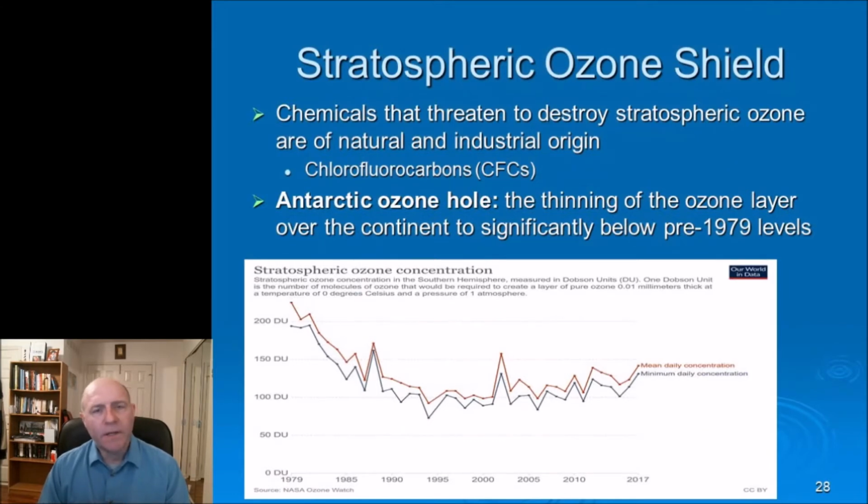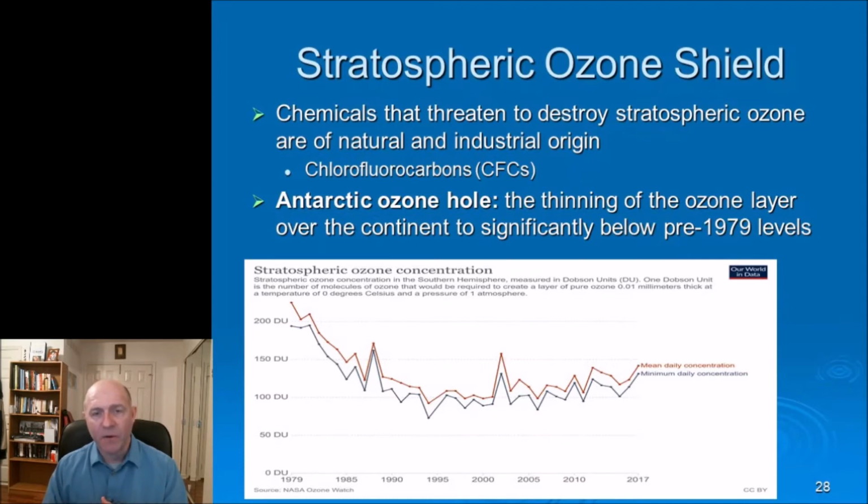Many years ago, in the 70s, when chemical propellants were very popular, things that were called chlorofluorocarbons, it was discovered by NASA that those were getting into the atmosphere and sticking around for a very long time and kind of congealing, if you will, down toward the Antarctic. And that was the discovery of the ozone hole, if you will, in the Antarctic. So the ozone hole is the thinning of the ozone layer to significant levels since 1979.